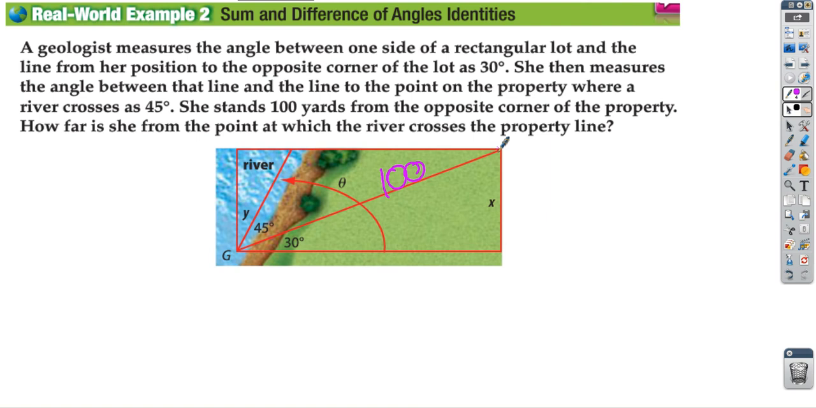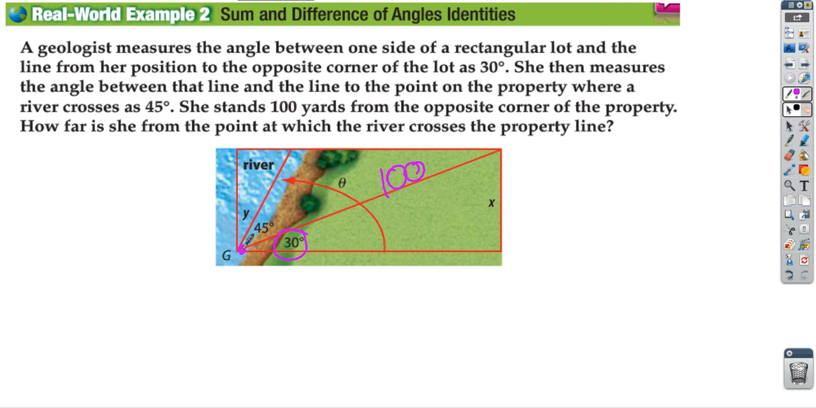Okay, so let's read this again. She measures the angle between one side of a lot and the line from her position to the opposite corner, 30. That's this one. She then measures the angle between that line and the line to the point on the property where the river crosses. So here's the point where the river crosses. That's 45. She stands 100 yards from the opposite corner. How far is she from the point at which the river crosses the property line? So part of the challenge here is just basically understanding what they're asking for, and that's not always clear.